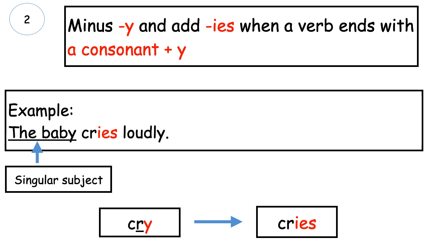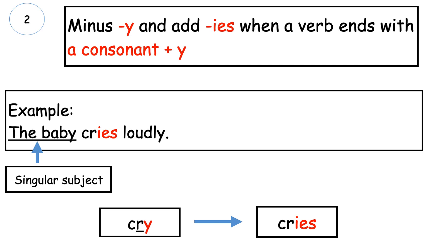The baby cries loudly. The baby here is a singular subject, satu baby. Alright? The original verb is cry, C-R-Y. Okay, let us look at the verb here, C-R-Y. Alright? When the verb ends with Y and the letter in front of Y is R, which is a consonant, we have to minus Y and add IES to become cries.